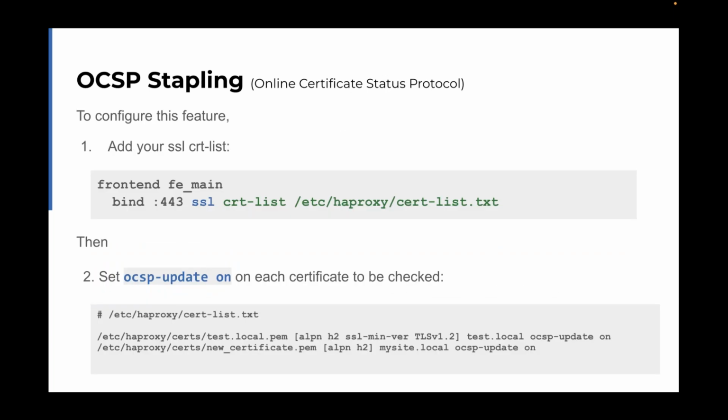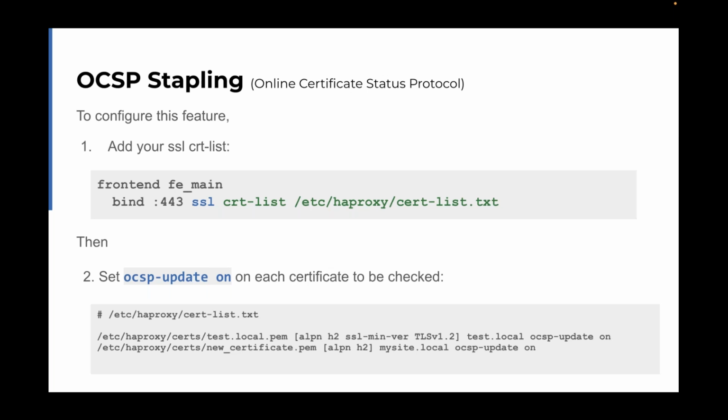If we look at some examples of this, it's actually quite simple to configure. First, you need to add your cert list to the SSL configuration if you haven't already done this. This file designates a list of PEM files and optional configuration for each certificate you host. And the second step is to add OCSP update on to any certs that you want to set up for stapling. If you don't specify this, the default is off.